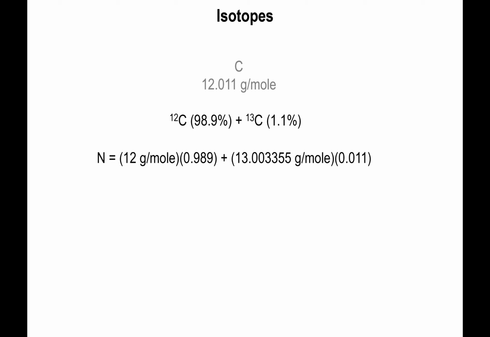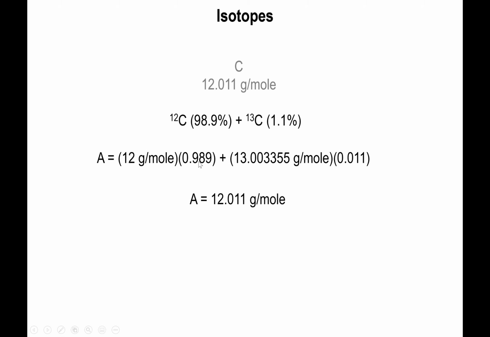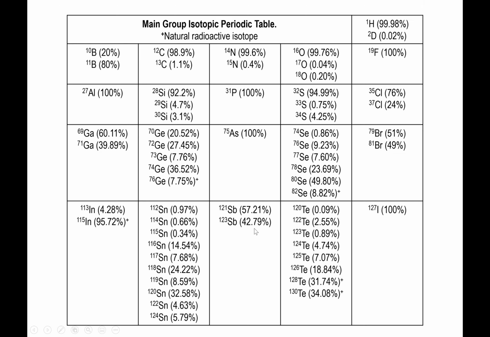So the atomic mass of carbon is nothing more than the isotopic mass of carbon-12 times its abundance divided by 100, plus the isotopic mass of carbon-13 times its abundance divided by 100, which ultimately gives you the 12.011 grams per mole that you see in the periodic table.